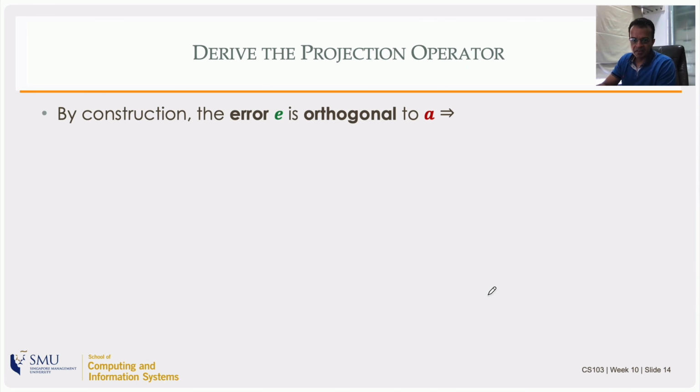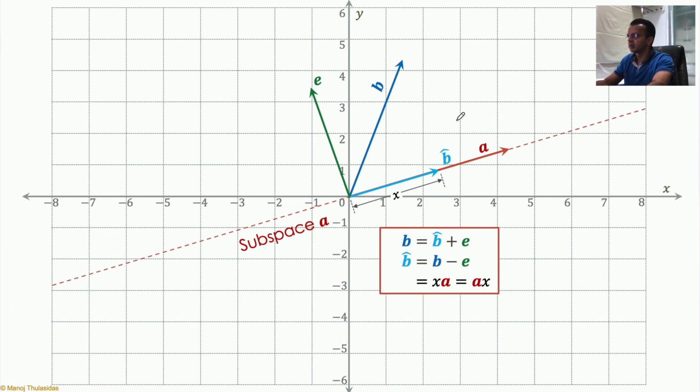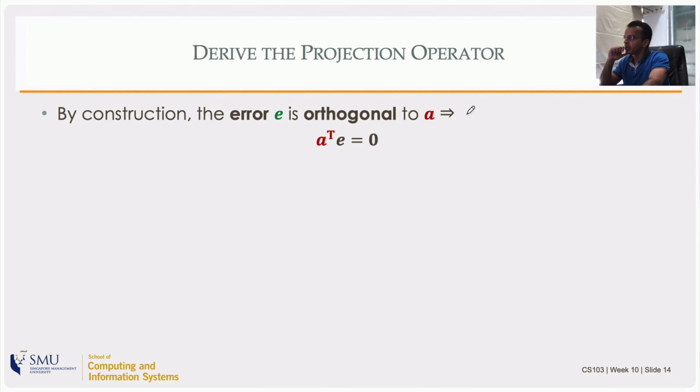By construction, the error vector E is orthogonal to A. It has to be. That will be the vector that is closest to B along the direction of A. That will happen only when E is orthogonal to A. If E is not orthogonal, if E is in some other direction, then that length is obviously not the smallest. This one would be the smallest because that is the orthogonal one. So it is orthogonal to A. What does that mean? That means A transpose E has to be 0.